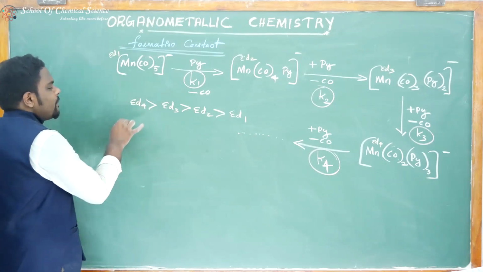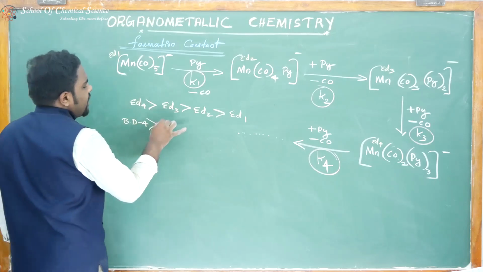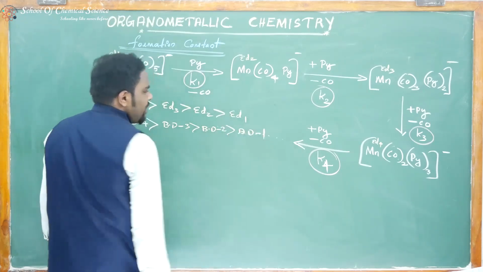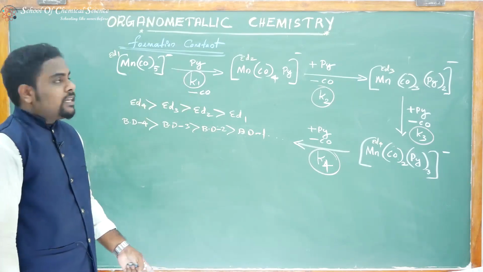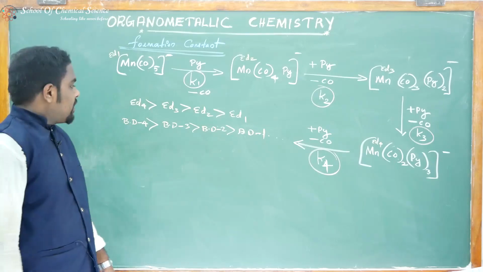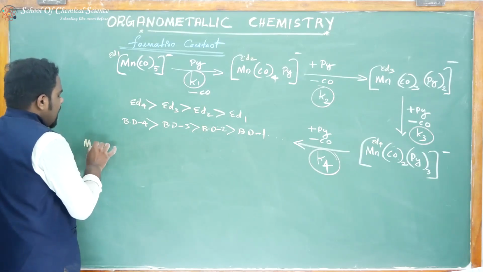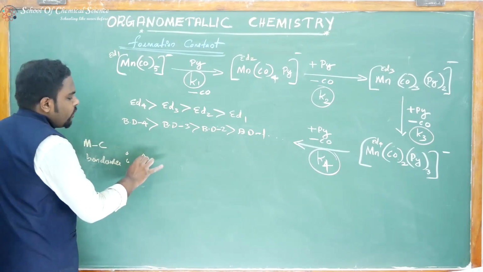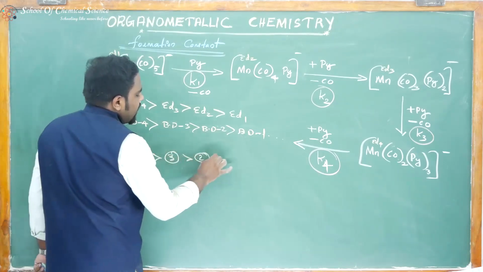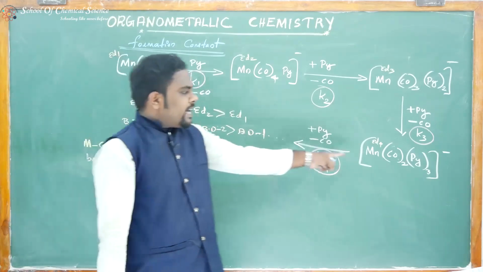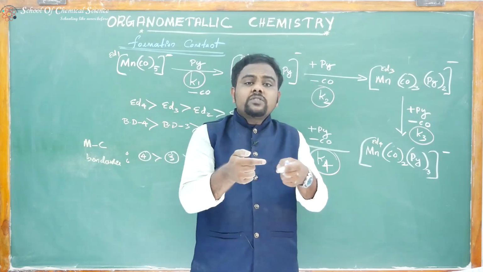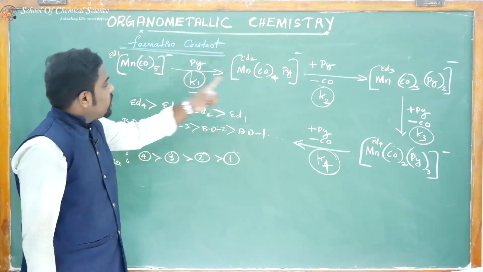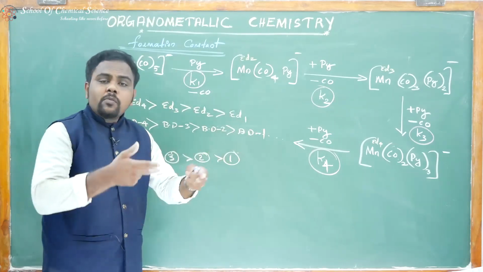The higher the electron density, the higher is the back donation. So back donation 4 is greater than back donation 3, greater than back donation 2, greater than back donation 1. Back donation at 4 is highest. The higher the back donation, the higher is the metal carbon bond order. So the metal carbon bond order at the fourth one is greater than the third one, greater than the second one, greater than the first. So in this case the manganese carbon monoxide bond is very strong compared to this one. Here also, compared to this one, the manganese carbon monoxide bond is very strong.